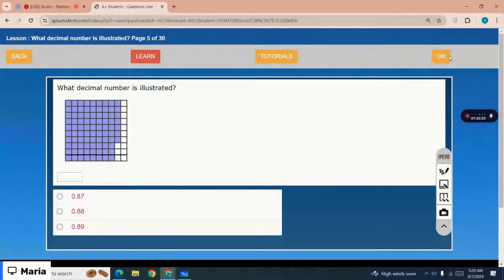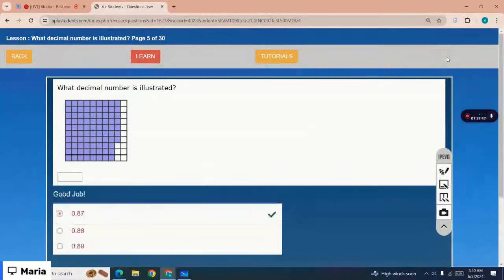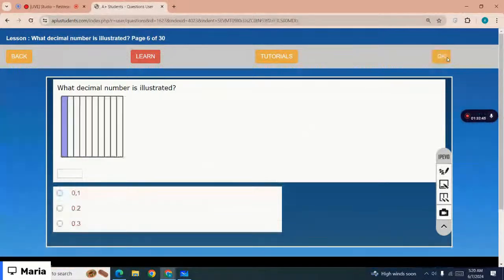The correct option is 0.87. Option number 1 is the correct option. What decimal number is illustrated? Which is the correct option?